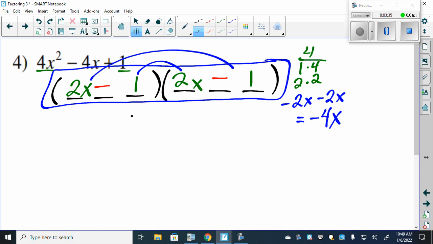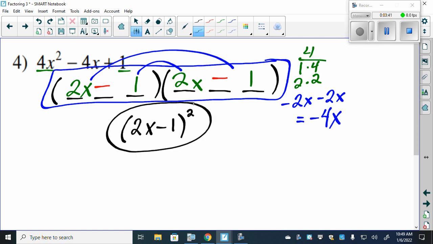But we could actually rewrite it as 2x minus 1 squared. Because since both sets of parentheses are the exact same, we can condense it down to one set of parentheses squared. That's what makes these here special, is that we can actually rewrite it as a set of parentheses squared, since they're both the exact same.